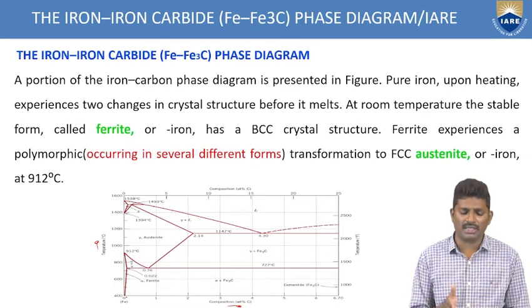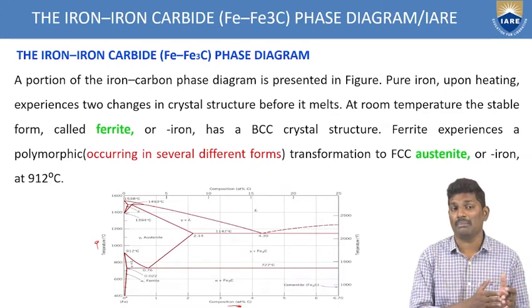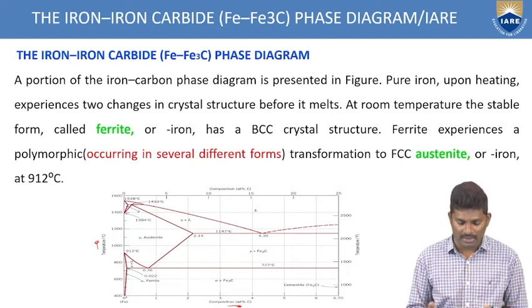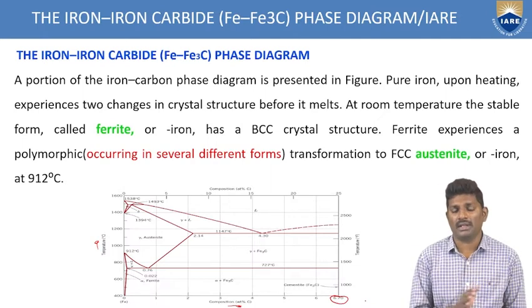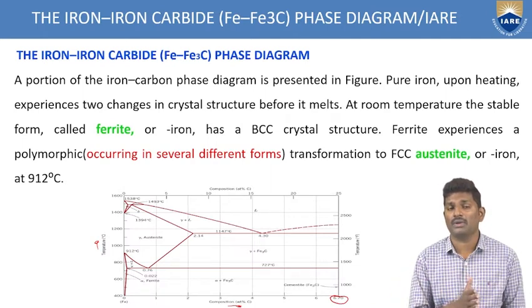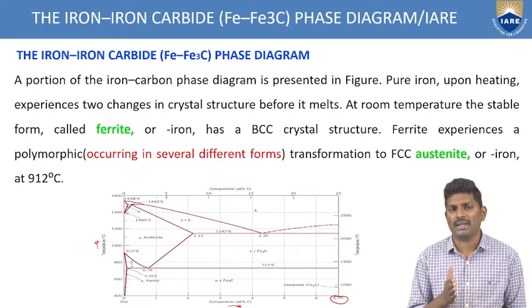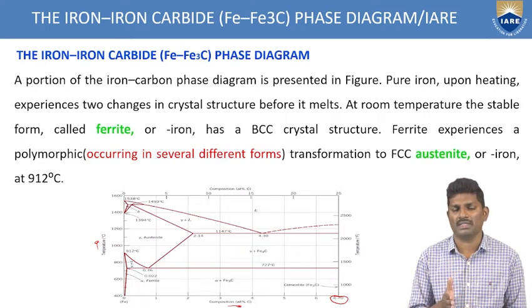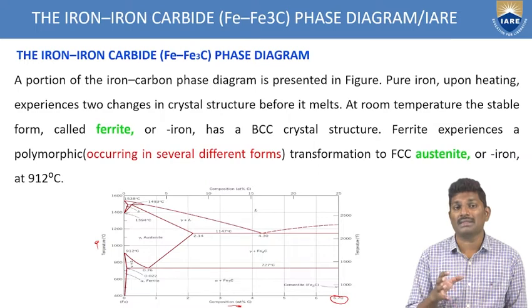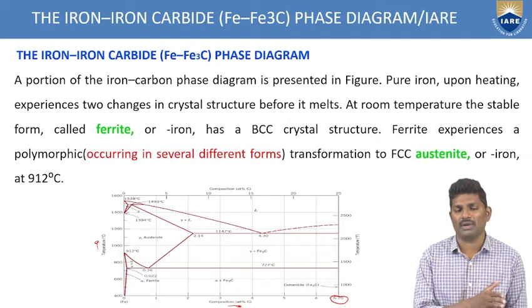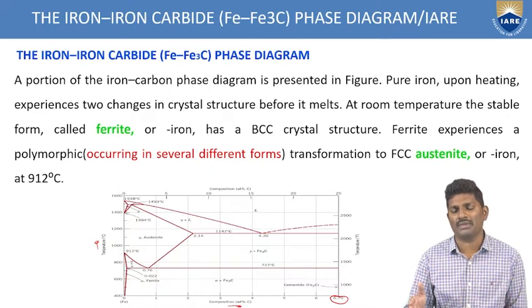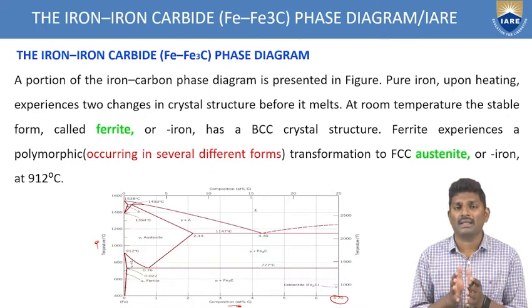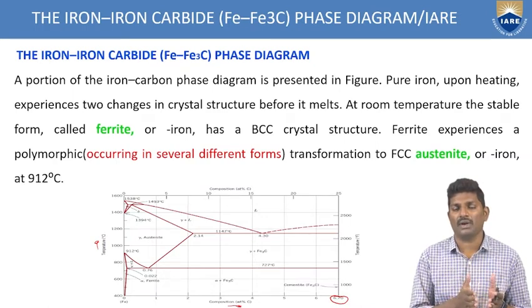Now, we are seeing only a portion. We are not seeing it completely. If you closely observe this phase diagram, we are stopping at 6.70 weight percentage only. Generally, we would go to 100%. Why we are not going up to 100% is that at 6.70 weight percentage of carbon, we are getting the carbide. That means the iron starts from 0, and after reaching 6.70 weight percentage, we are getting the exact carbide. So that's why we are stopping. We are having a partial phase diagram only, not a complete one.